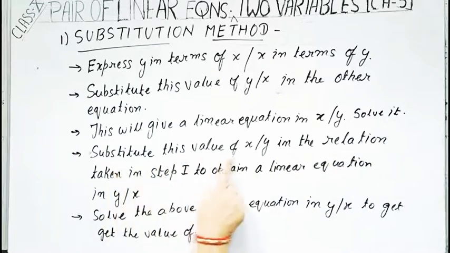Now substitute this value of x in the relation taken out in step 1 to obtain a linear equation in y. Now solve this linear equation in y to get the value of y. I have given a slash, so in place of y you will read x if you want the other one. So let us understand the substitution method more clearly with the help of an example.